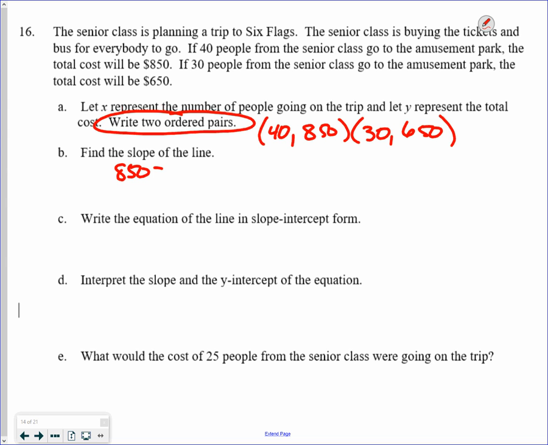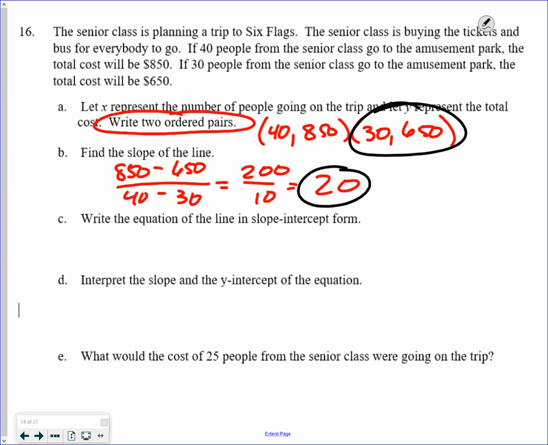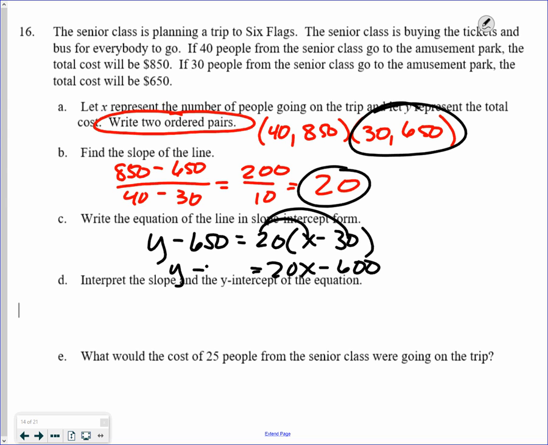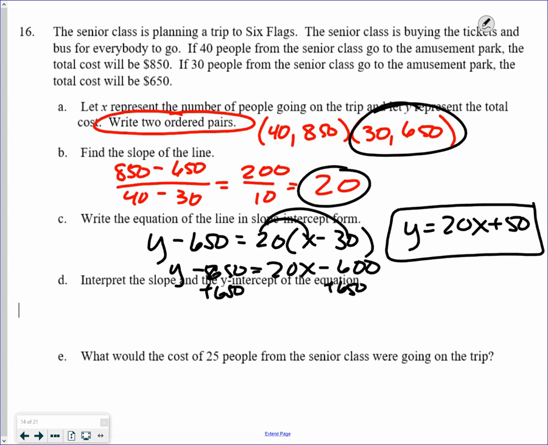Y minus y over x minus x, so it's 20. Now, using one of the points with a slope of 20, I'm going to pick this one. So y minus the y equals the slope times x minus the x. Distribute: y minus 650. Adding 650, and I know I'm getting into the next one here a little bit, but y equals 20x plus 50. Now, let's interpret the slope.